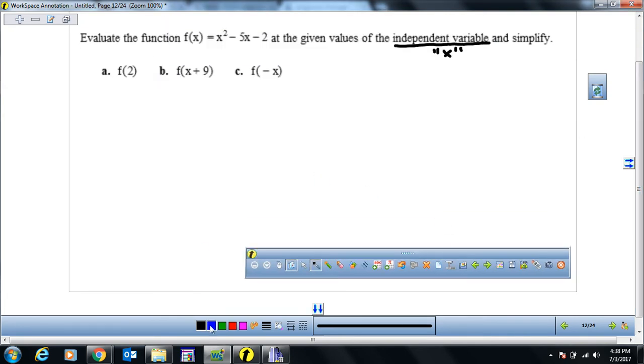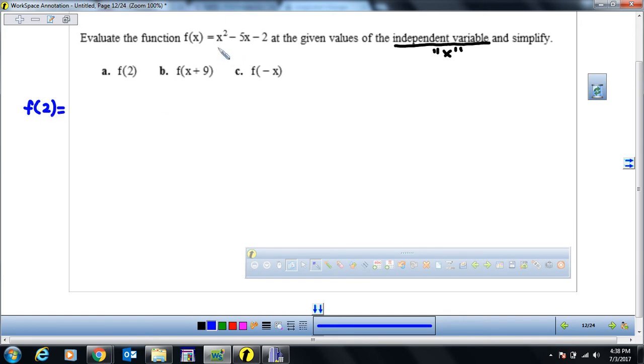So the first thing we're going to find in this function is f of 2. That means that we want to find the y value when x is equal to 2. That's what f of 2 means. Find the y value. Anytime we want to find f of x, that means the value of y at any given x. So once again, find the y value when x is 2.